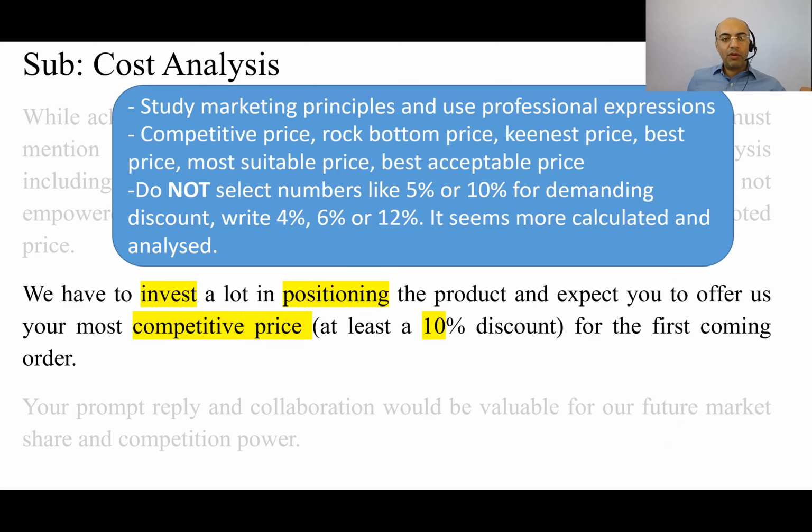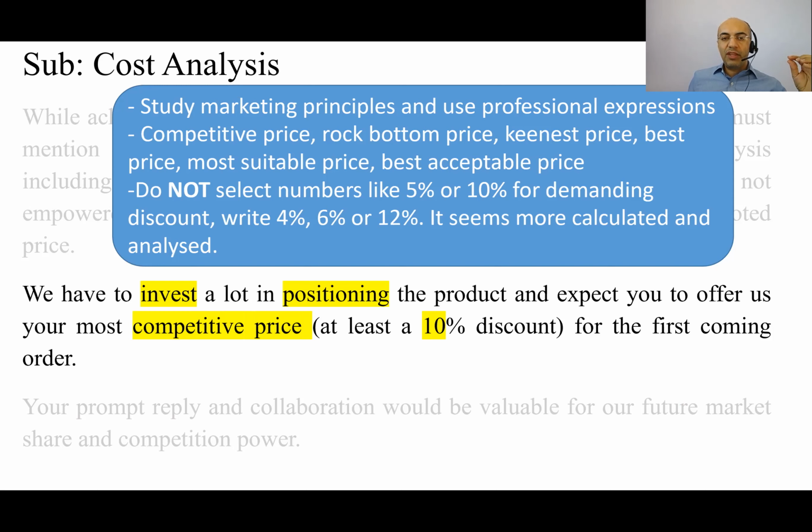In the next paragraph, we have to invest a lot in positioning the product and expect you to offer us your most competitive price or at least a 10% discount for the first coming order. Here, we have mentioned we have to invest a lot. It's invest, it's not a waste of money, but invest a lot in positioning the product.